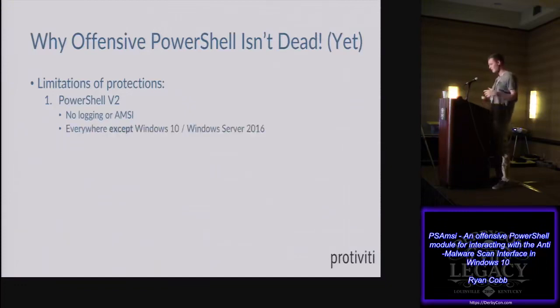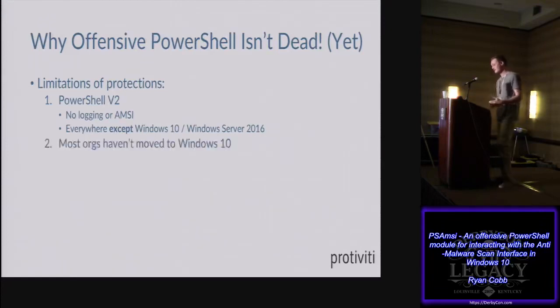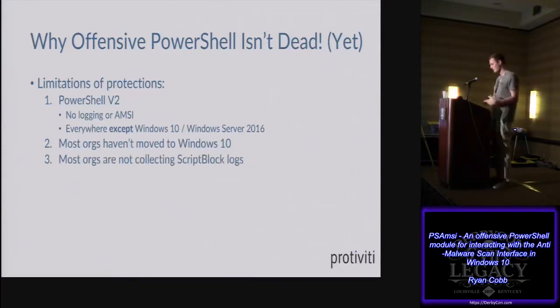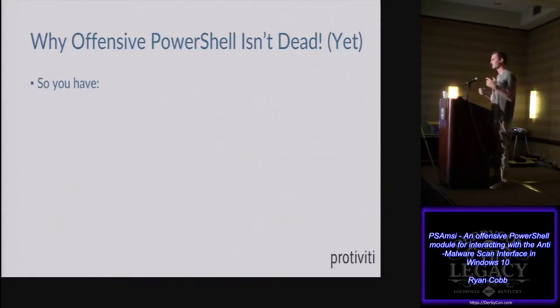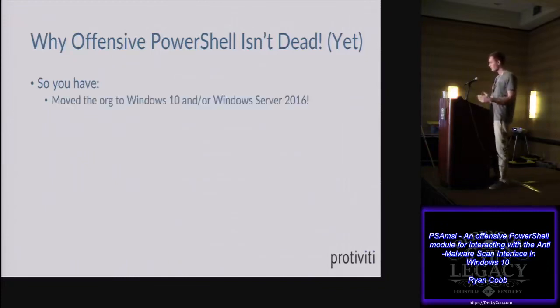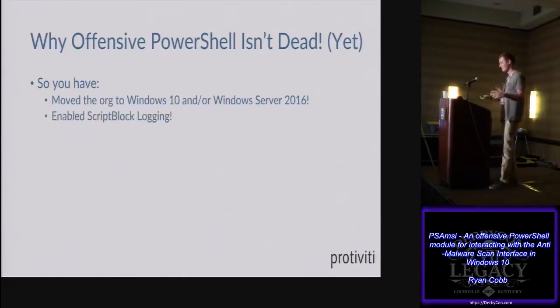To make the argument of why I am saying Offensive PowerShell is not dead yet, there are some limitations on those protections. In particular, with PowerShell version 2, if you're able to launch it, there's no built-in logging capabilities or AMSI because those features were introduced in later versions of PowerShell. The problem is that PowerShell version 2 is installed by default all the way down to Windows 7, except now for Windows 10 and Server 2016. But most organizations haven't moved to Windows 10 quite yet, and if they have, maybe they haven't enabled those script block logs or are not collecting and monitoring them for threats. And lastly, most antiviruses have not actually implemented support for the AMSI yet, though luckily the default Windows Defender installation does implement support.